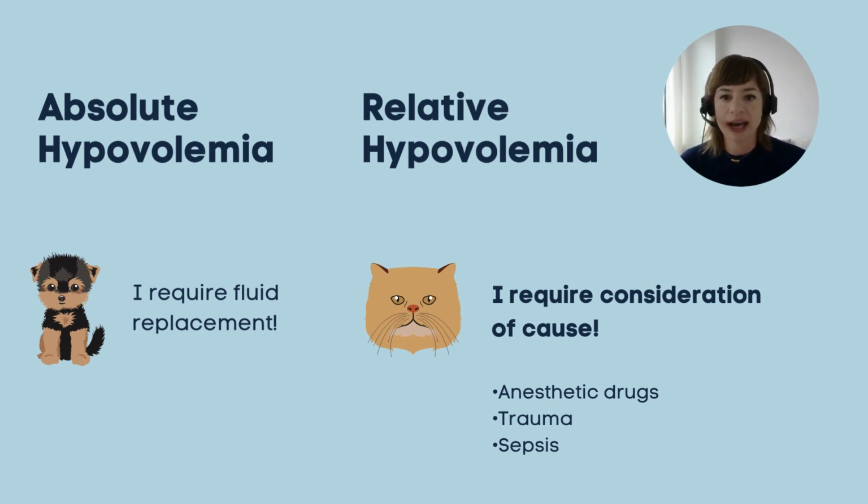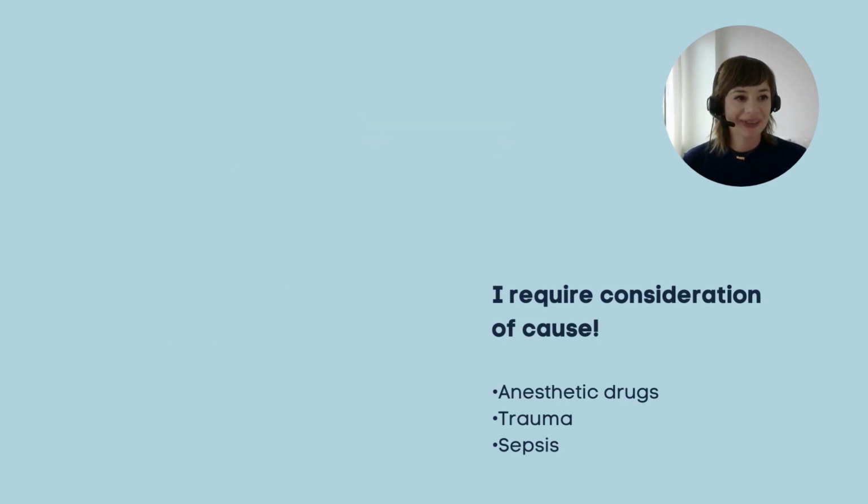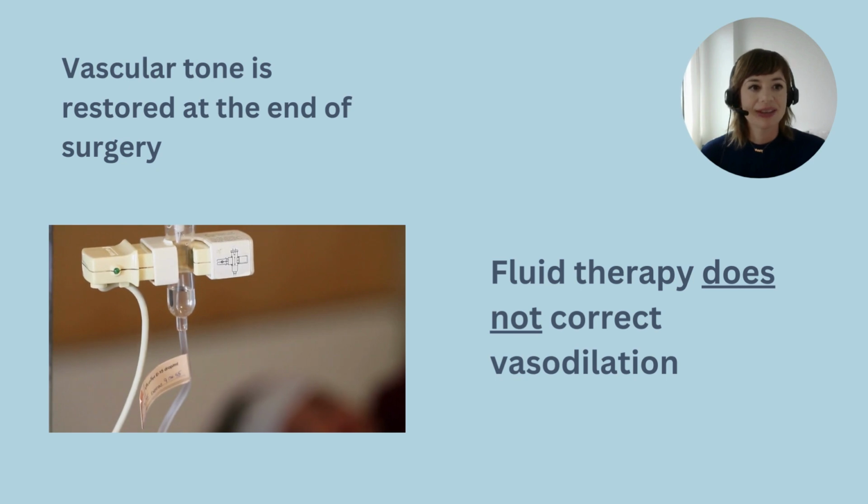So the cat who's had a linear foreign body obstruction that is ruptured and septic needs some norepi. So it's important to remember that vascular tone is gonna be restored at the end of surgery once they've metabolized that volatile inhalant, right? And that's when we can see relative hypervolemia or fluid overload and those associated complications.